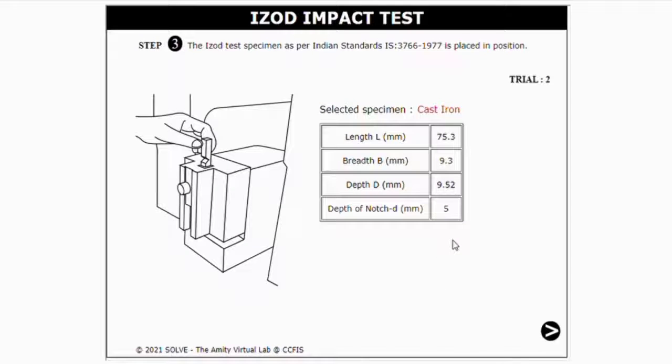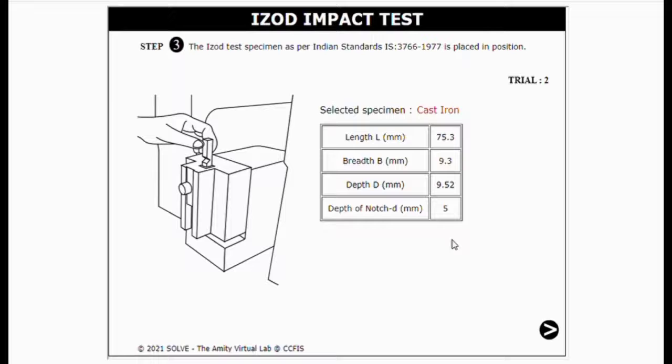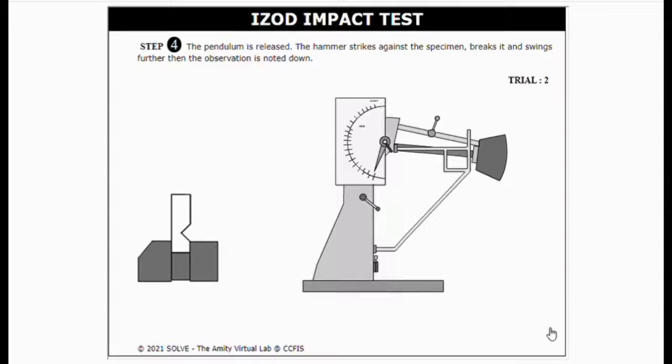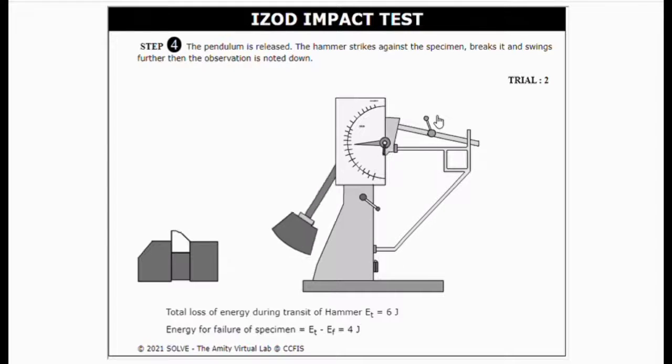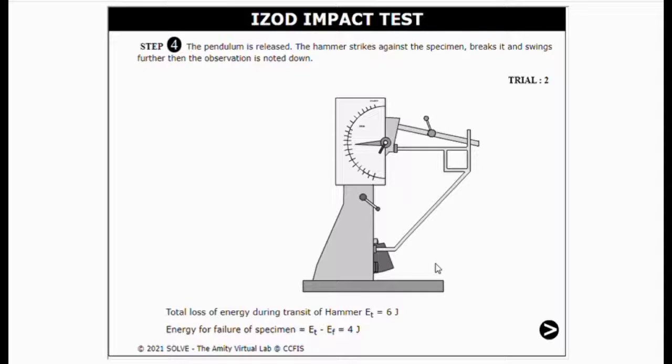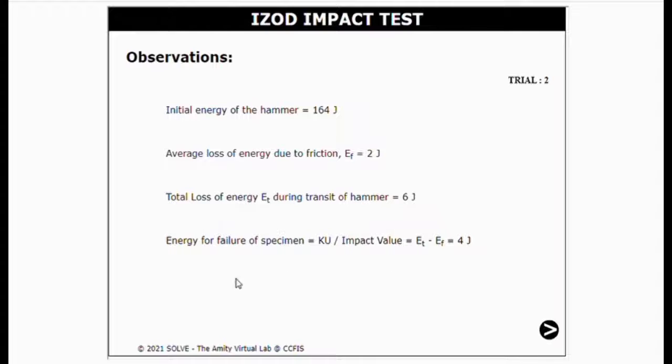We will conduct the experiment for the second time. The pendulum is released, the hammer strikes again the specimen, breaks it and swings further, then the observation is noted down. The total loss of energy during transit of hammer will be 6 joule. The energy for failure of specimen will be 4 joule for the second trial. And this will be the observation for the second trial. The energy for failure of specimen will be 4 joule.